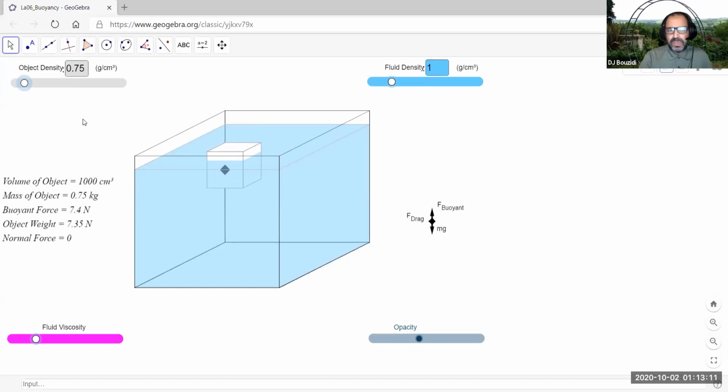So right now I'm doing 0.75. At 0.75, if I multiply it by 1,000, it's going to be 750 grams. But of course, I want it in kilograms. That's the SI. So it's going to be 0.75 kilograms. If I want the weight, all I have to do is multiply it by 9.8, or approximately 10. So it's going to be 7.35 newtons, okay? If I multiply it by 9.8, by the way, use 9.8 for this lab, okay? Don't use 10. So it's going to be 7.35 newtons. Since it's equilibrium, in this case, the buoyant force is exactly equal to the weight of the object.